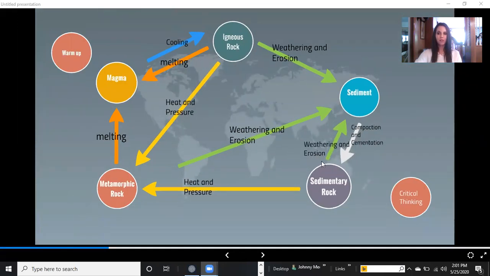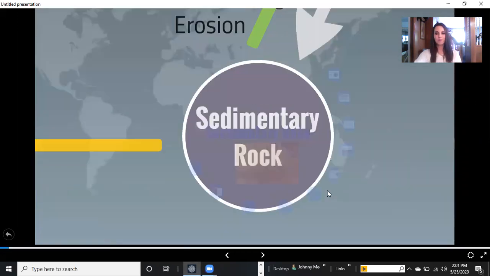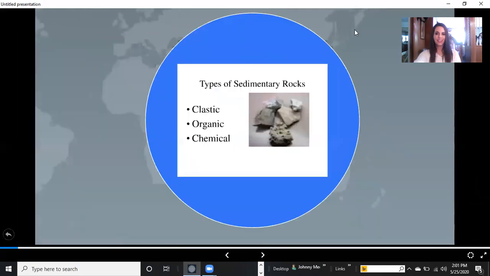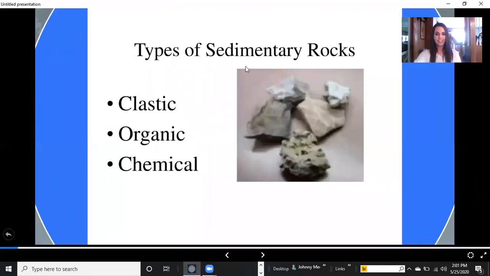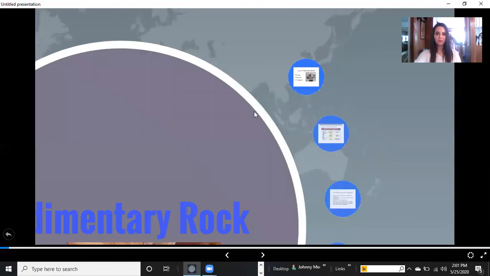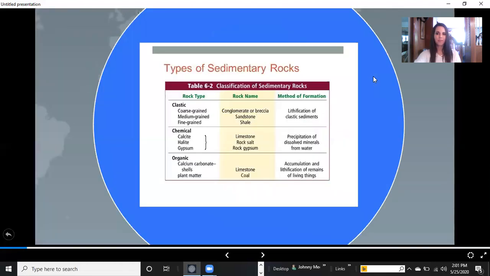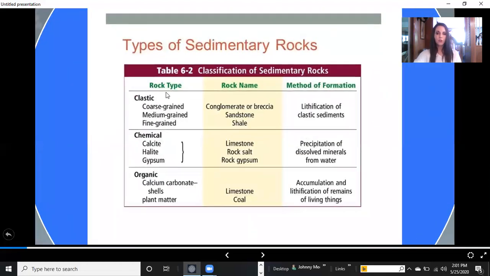All right, so we know the weathering and erosion of sedimentary rock makes it sediment. We know that compaction and cementation, like a Rice Krispie treat, makes it into actual sedimentary rock. So what are some properties? There are three types: clastic, organic, and chemical. Clastic are going to be your coarse grain, medium grain, and fine grain. The rock names are conglomerate or breccia, sandstone or shale. Methods of formation are going to be lithification and clastic sediments.